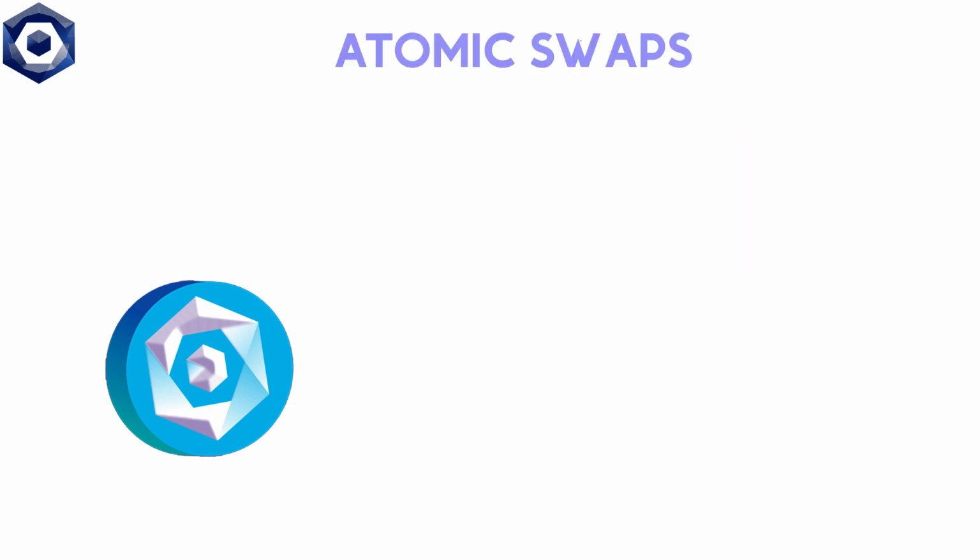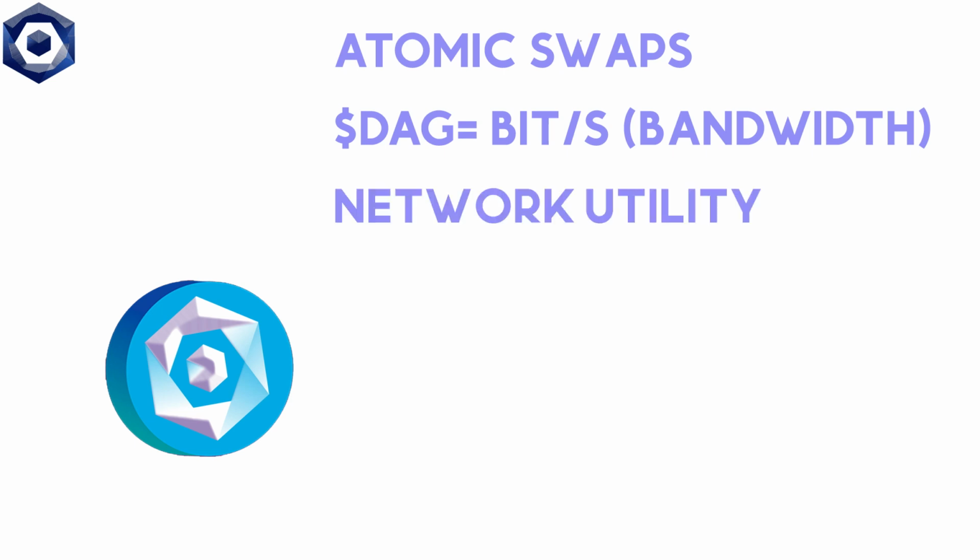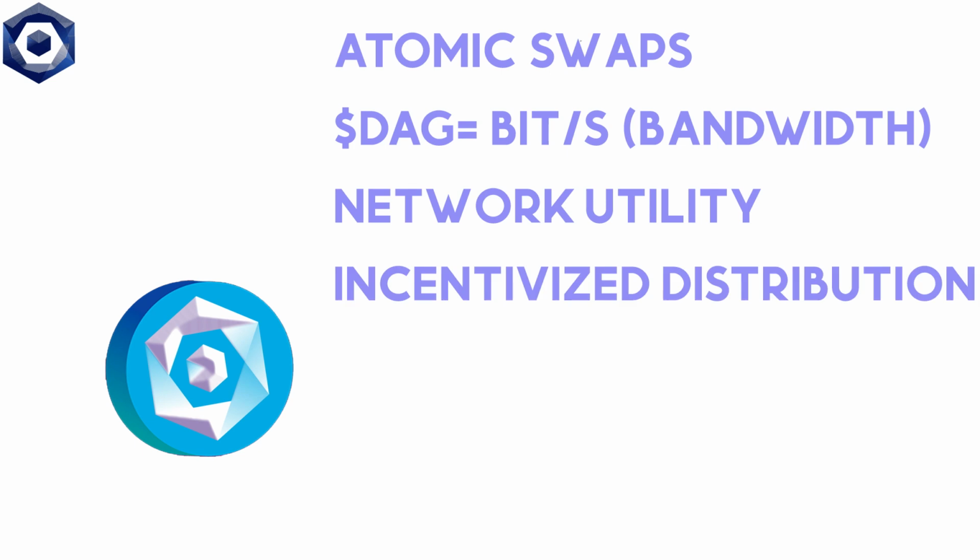So DAG will also be used as the main token for atomic swaps on their platform. And again, it'll be an index of the bandwidth on hypergraph, along with being required to just build on their network. There's also an incentivized way of distributing the inflating amount of DAG tokens back to those who are securing the network by either validating as a node operator or staking on a soft node for those who don't have the technical knowledge to set up a node.